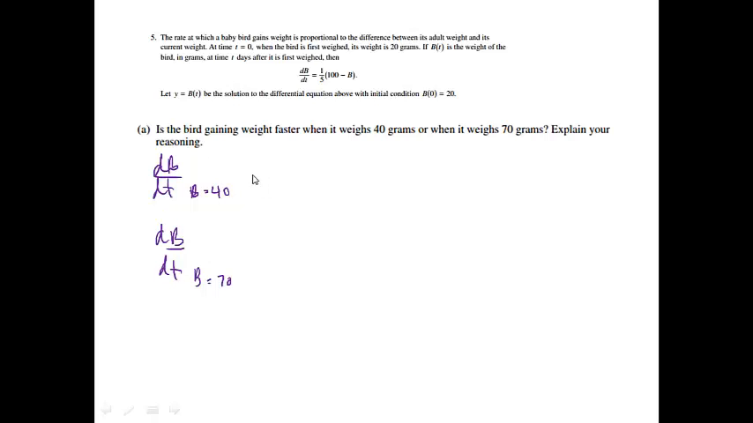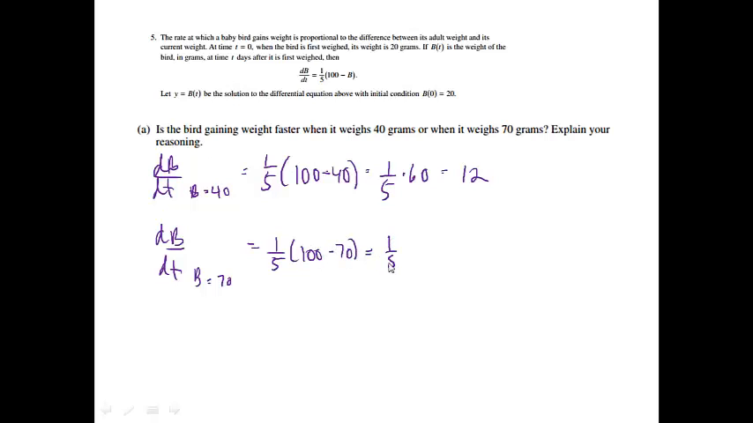So if I type in this first one at 40, it will be 1/5 times 100 minus 40, which will equal 1/5 times 60, which equals 12. Okay, and then db/dt when b equals 70, it will be 1/5 times 100 minus 70, so that will be 1/5 times 30, which is equal to 6. So when is the bird gaining weight faster? Since db/dt at 40 is higher, we know that that's when it's going to happen.